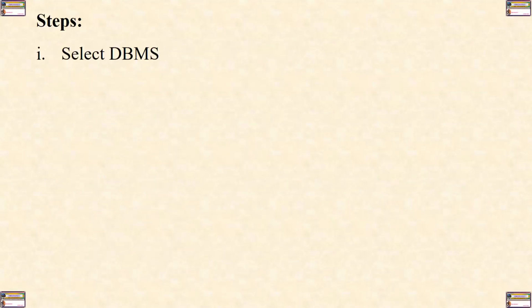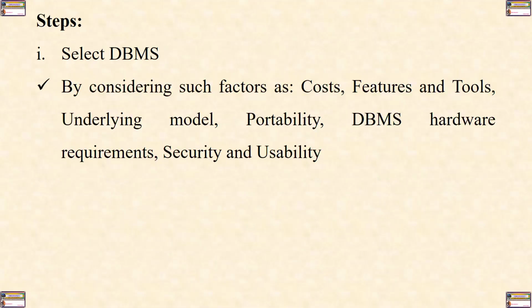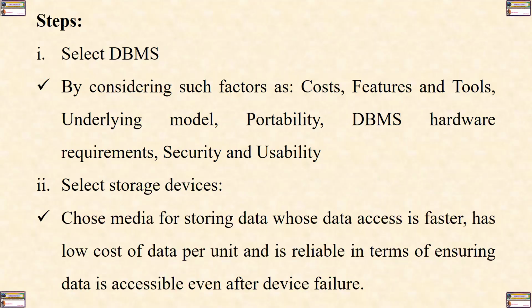Now, the steps for doing that: number 1, you select the database management software you are going to use, by considering factors such as cost, features and tools, underlying model, portability, database management software hardware requirements, security, and usability. Number 2, you select the storage devices.